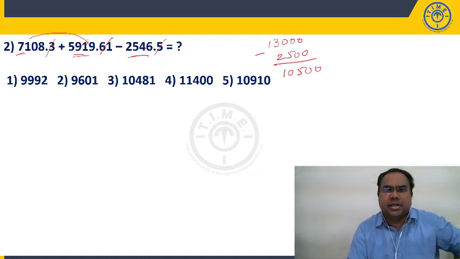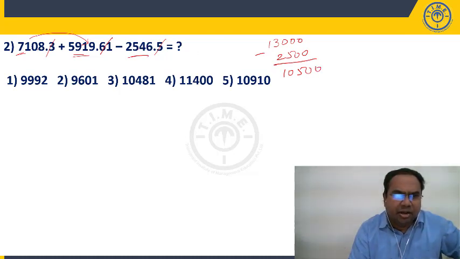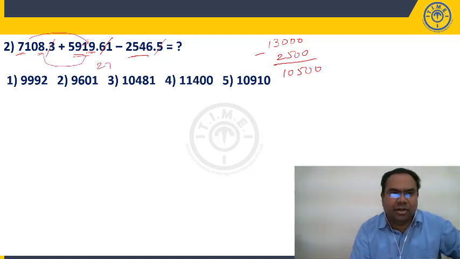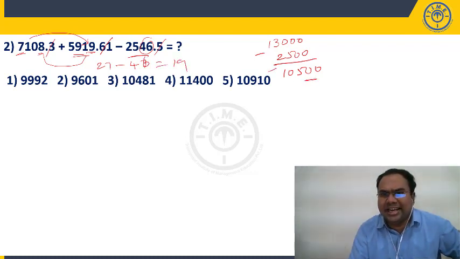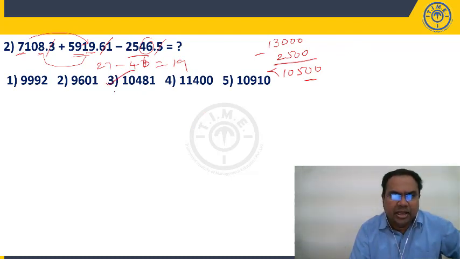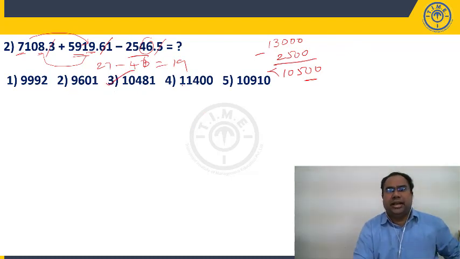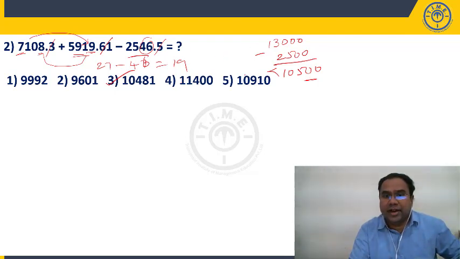In fact, it has to be slightly less than that, because here I'm taking 100, so I'm leaving 8 here, and I'm leaving 9 here. 9 plus 8 is how much? 27. I'm leaving out 46 here. 27 minus 46 means we need to subtract another 19. So it should be slightly less than 10,500. Slightly less than 10,500 is my third option, 10,481. You got the point? There's only one option close to 10,500. That should be my answer.